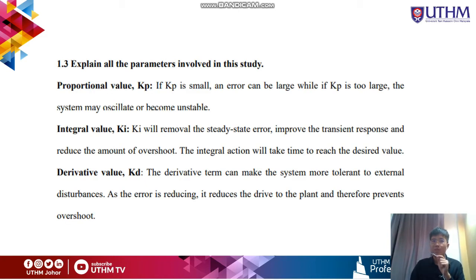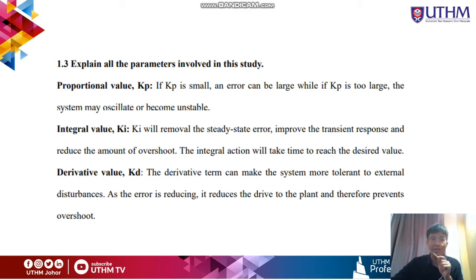While 1.3 asks us to explain all the parameters involved in this study. We have the proportional value Kp, which if Kp is small, the error can be large, while if Kp is too large, the system may oscillate or become unstable. Next one is integral value Ki. Ki will remove the steady state error, improve the transient response, and also reduce the amount of overshoot. The integral action will take time to reach the desired value.